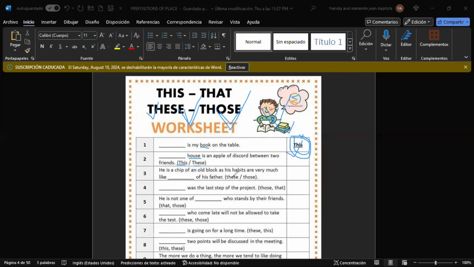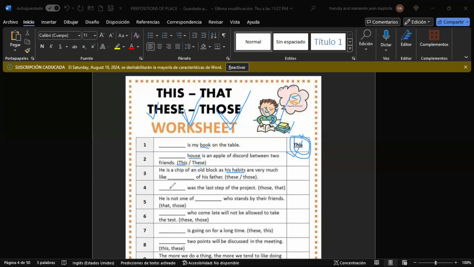Le mot en question, c'est "habit". His habit: il a parlé de ses habitudes. Very much like those of his father: c'est presque les mêmes que celles de son père. Est-ce que c'est "these" ou "those"? "Those". Il faut prendre ça pour savoir quoi mettre. Correct. Nous allons au quatrième.